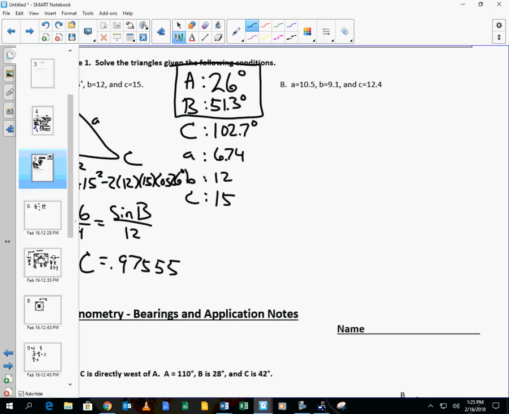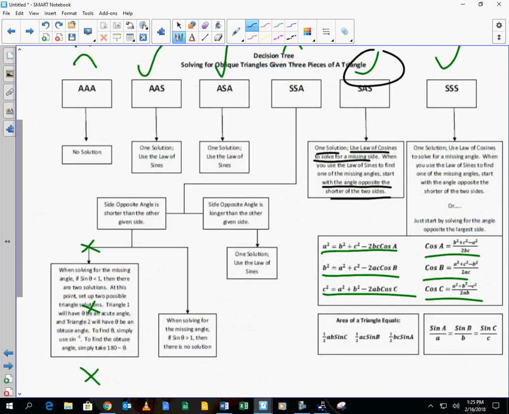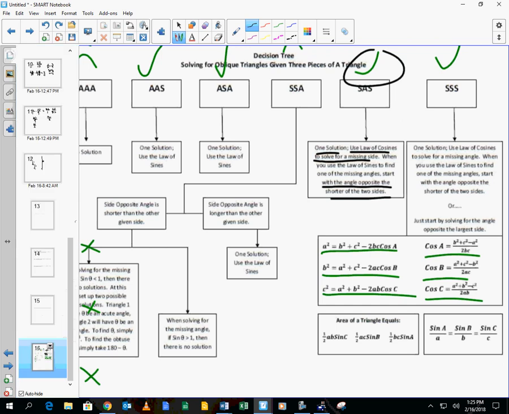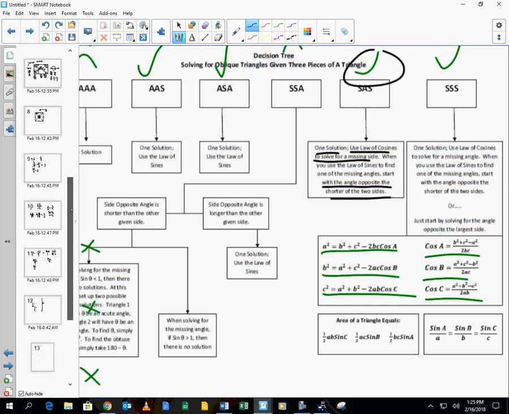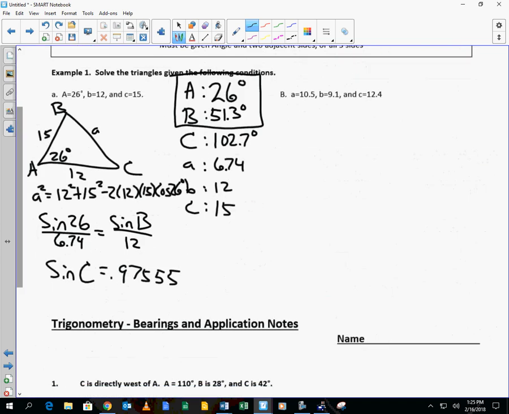And so that's why your decision tree says this. As you look at it, it says, one solution, use the law of cosines to solve for the missing side. When you use the law of sines then, to find one of the missing angles, start with the angle opposite the shorter of the two sides. So in our work, you can see we did exactly that. We wanted to start by finding not angle C, because that was 15. We did angle B because that was 12. Other? Go ahead.